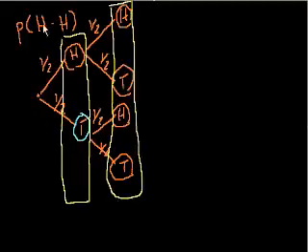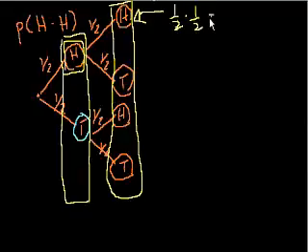So we want to know the probability of getting here, right? Because we got heads on the first trial, heads on the second. Well, we know that there was a 1/2 chance of getting there. And then of that 1/2 chance, or half the times we got here, half of those times we would get there. So the probability of getting there is 1/2 times 1/2, which is equal to 1/4.